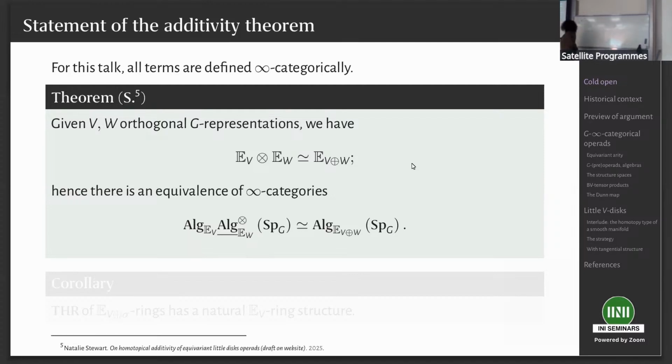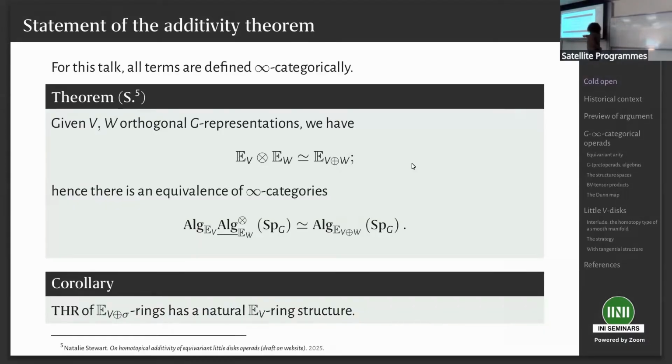So hopefully, if you want to prove something about G operad algebras in every G symmetric monoidal category at the same time, and you want to prove it about EV algebras, this is supposed to tell you you're going to be able to reduce it to the case of E of an irreducible representation. And of course, the corollary I've been setting up is, if you take THR and you plug in an EV direct sum sigma ring, you get an EV ring, or an EV ring spectrum. That's what I want to talk about today.